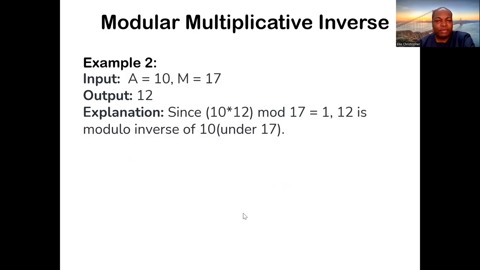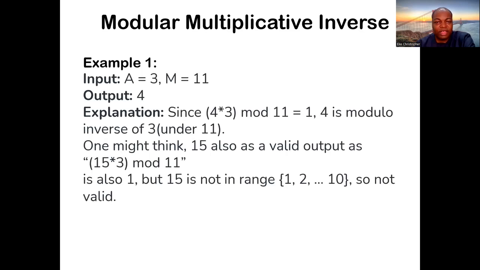Let's take another example. We have A equals 10, and M modulo is 17. So the output is 12. How does it work? Since 10 multiplied by 12 mod 17 equals 1, 12 is the modular inverse of 10 under 17. Why? Because 10 is within the range of what? Within the range of 12.